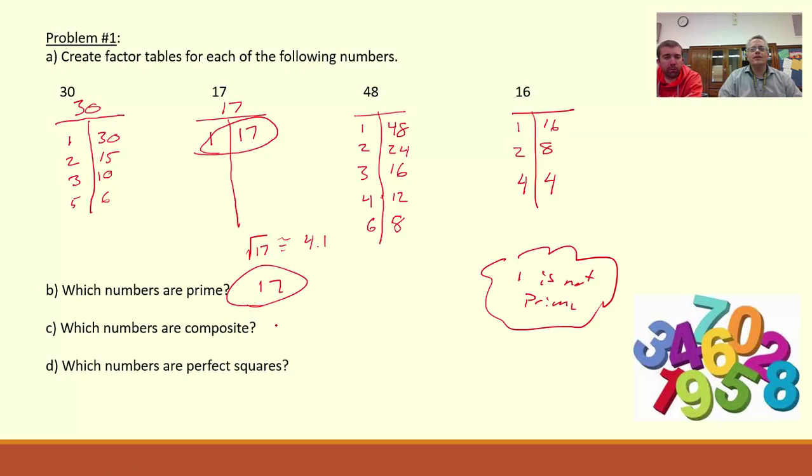How about composite? That would be the rest of them: 30, 48, and 16, because those have multiple factors, more than 2.